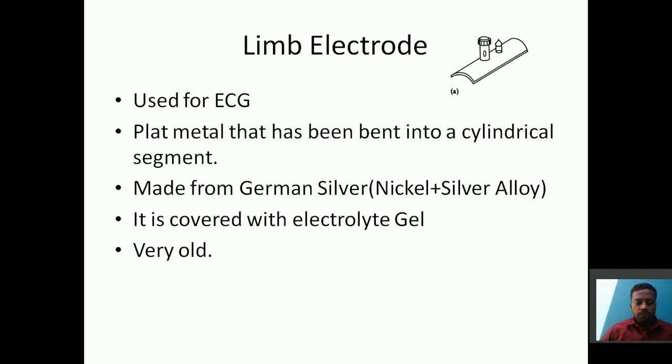If you get a chance to see a hospital, this electrode is nowadays not used. Okay, but before measuring ECG, they use some liquid or gel in the place of fixing the electrode. Okay, right. So this limb electrode is mainly used for ECG. It is a flat metal that has been bent into a cylindrical segment, made from German silver. Okay, it is covered with the electrolyte gel, and it is a very old type.